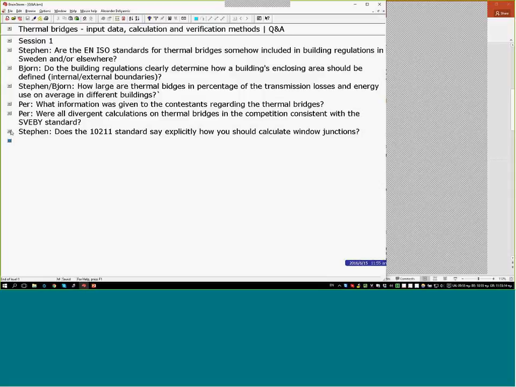Perhaps a question linked to that: is there in Sweden, in the context of the EPBD, a check on the correctness of how thermal bridges are handled?